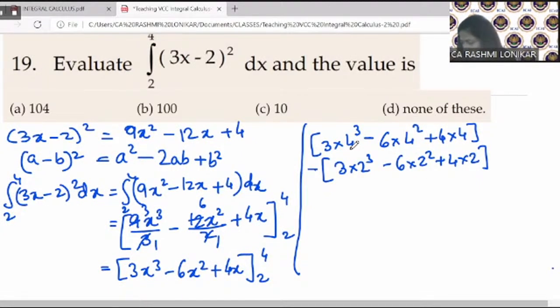This is 64 into 3, 192, minus 16 into 6, 96, plus 16. So 192 minus 96 plus 16. This is equal to 112.